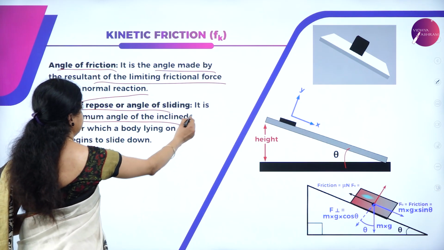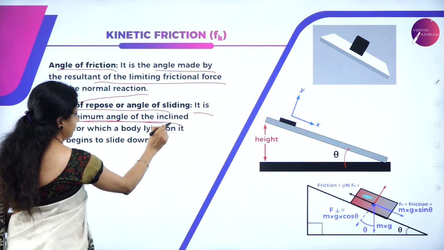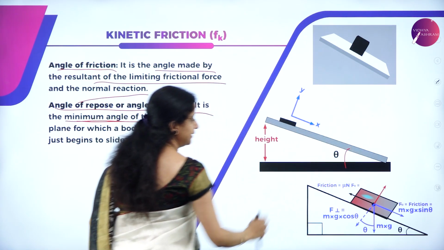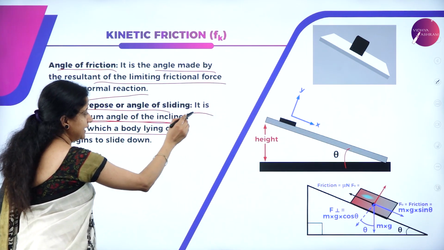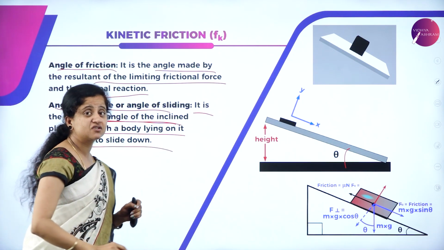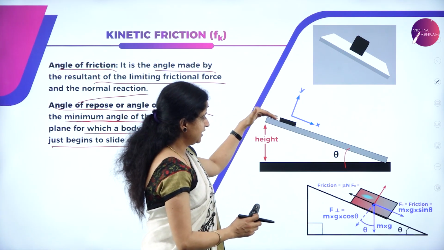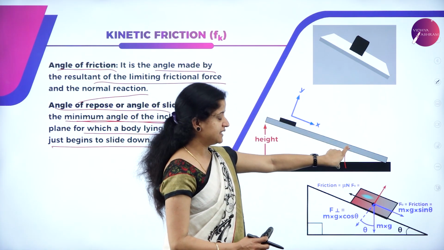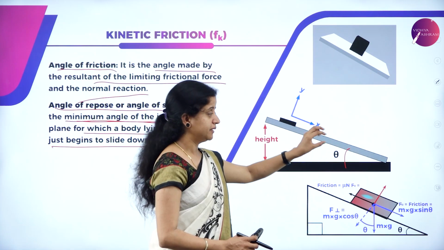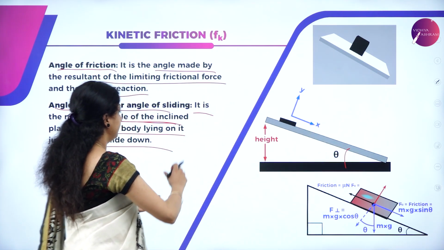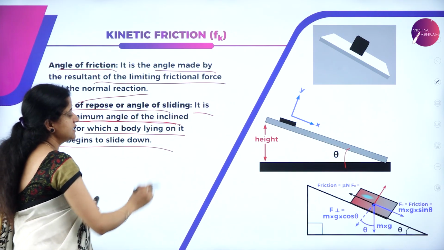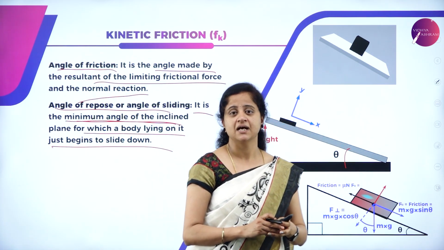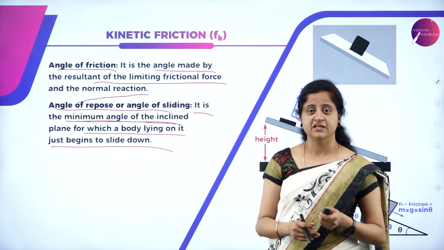Angle of sliding is nothing but the minimum angle of the inclined plane for which a body lying on it just begins to slide down. If a body is lying on an inclined plane, when it just starts sliding down, what is the angle for this? The minimum angle of an inclined plane for which a body lying on it just starts sliding down, we call it the angle of repose or angle of sliding.